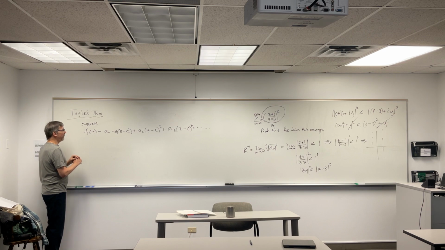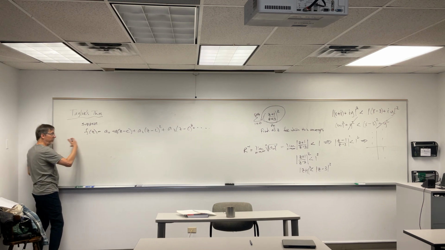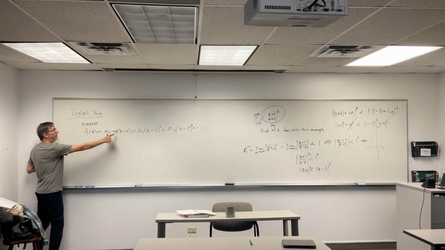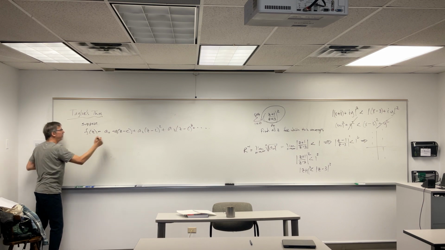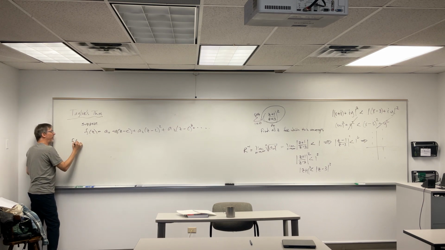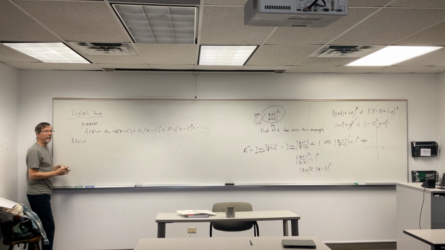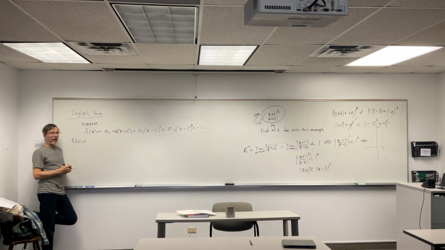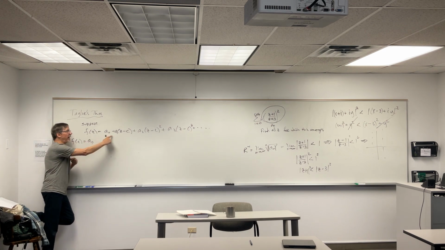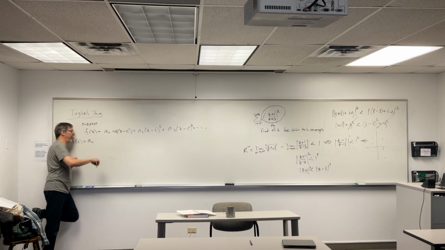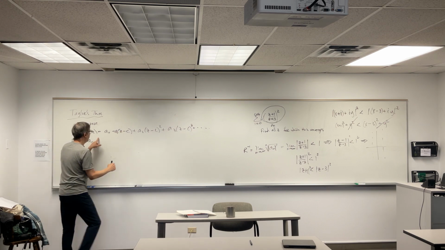So let's just notice some things. Suppose this can be done. What does that mean about the constants in front? First off, notice that f of c is equal to what? A naught. So when I plug in the center, I just kill off all that stuff and it's a naught. Let's do a few derivatives here.